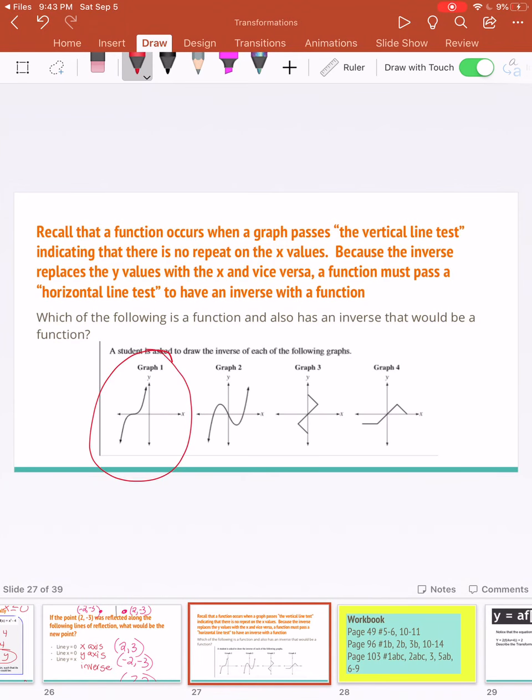So this one's good, right? If I drew a horizontal line, I wouldn't hit that graph more than once. This one's not good because I can draw a horizontal line and it hits the graph more than once. This one's good because I can't draw a horizontal line, and this one's not good because I can draw a horizontal line right there where it levels off.